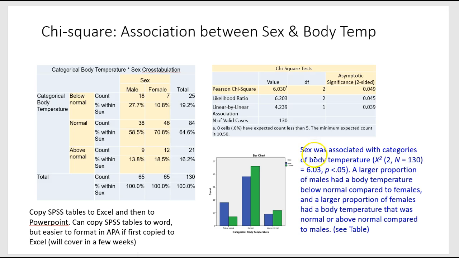So let's take a look at how we would interpret these results. We would say that sex was associated with categories of body temperature, and we write down the results like this. And then we can conclude that a larger proportion of males had a body temperature below normal compared to females, and a larger proportion of females had a body temperature that was normal or above normal compared to males.